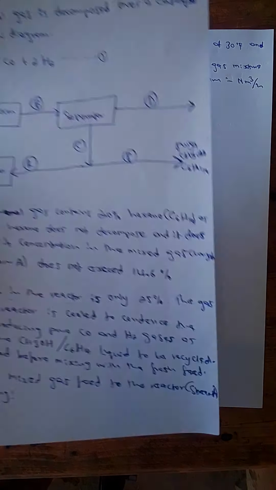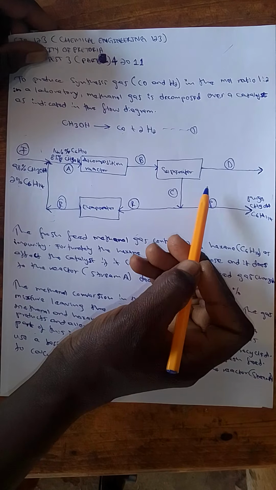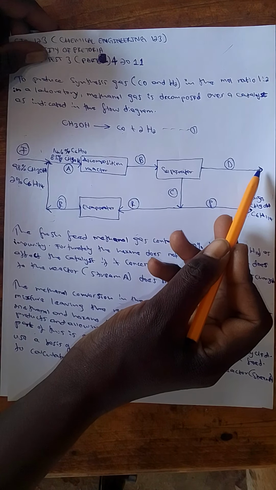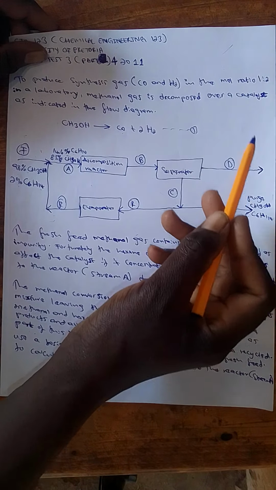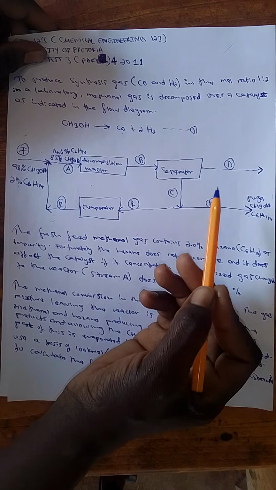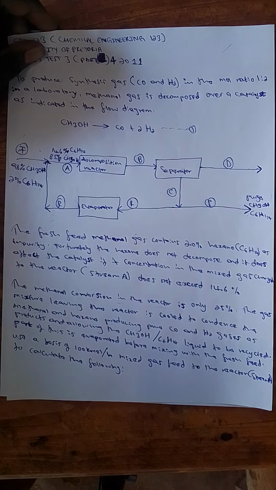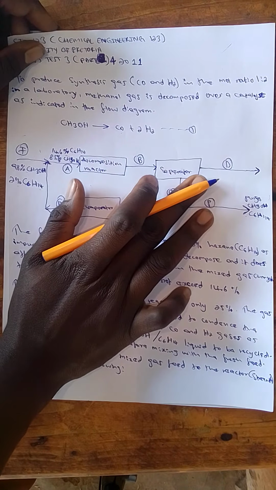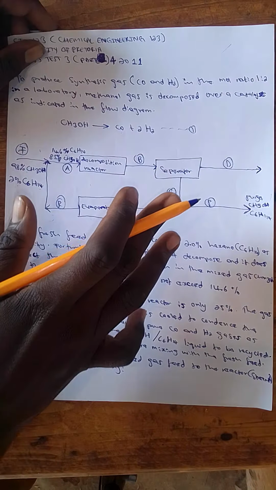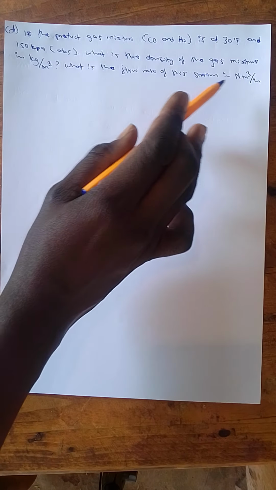So basically, what they are saying is that if this product stream here is 30 degrees Fahrenheit in temperature and also 150 kilopascals absolute pressure, what is the density of the stream? So if we're going to be able to get the density, we're going to need the composition of the stream. And also the second question says, what is the flow rate of the stream?